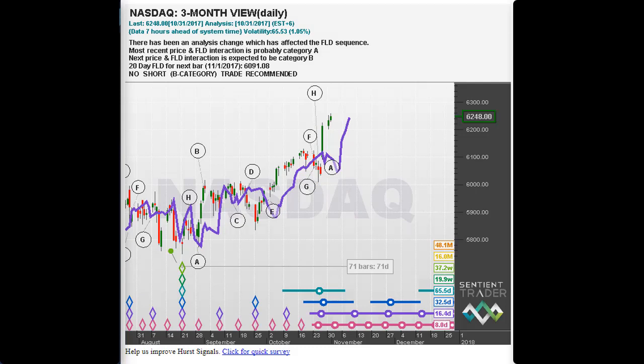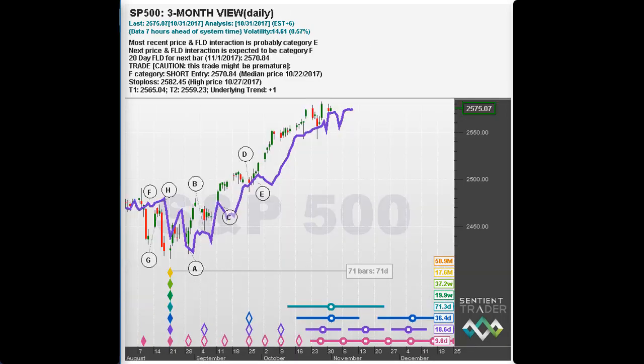And so, what should you be doing with your Hurst signals? Well, when you receive your email telling you that the category F interaction is expected next in the S&P 500, you must consider the general situation. You must take a look at your charts and realize that, yes, the Hurst signal system is tracking the interactions between price and the FLD. But it is quite possible that we're seeing a distorted situation where, because the market is so bullish, that category F interaction isn't really going to be a usual category F interaction with a clear cross below the FLD.